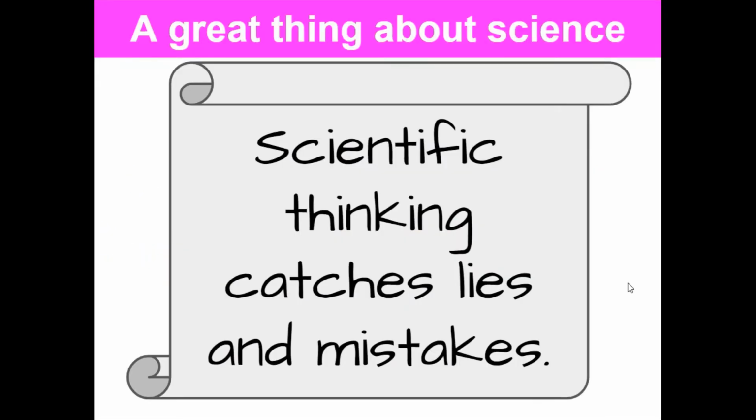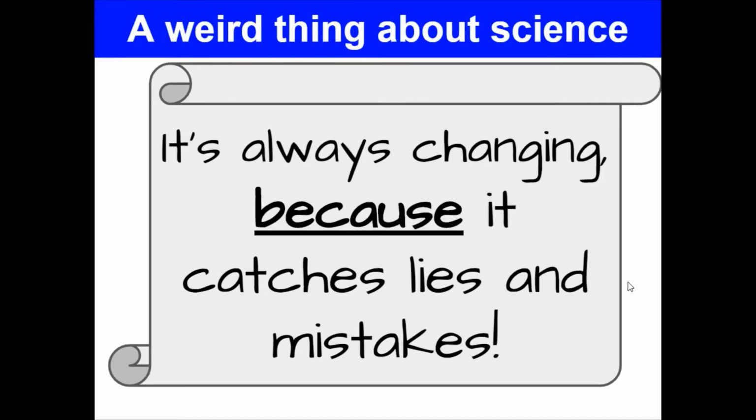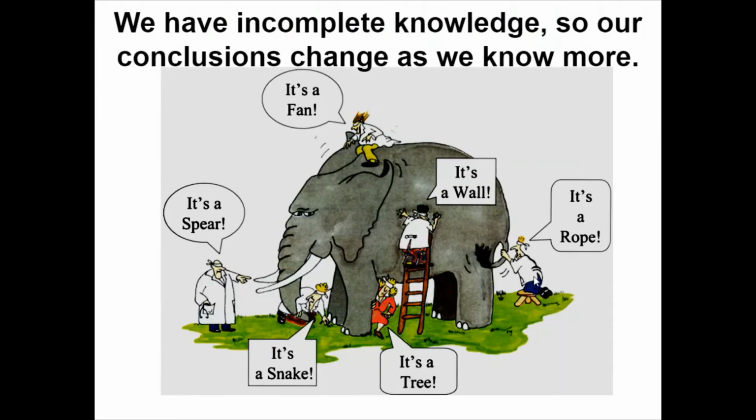A really great thing about science, and the core wonderful thing about science, is that scientific thinking catches lies and mistakes. We may be wrong, but we're not going to be wrong forever because the scientific method scrapes away at things that are wrong over time. However, a weird thing about science and a thing that freaks some people out is that it's always changing. And that's because it catches lies and mistakes. It's not because it's wrong or because it's bad, it's because it's about the nature of knowing what we know.